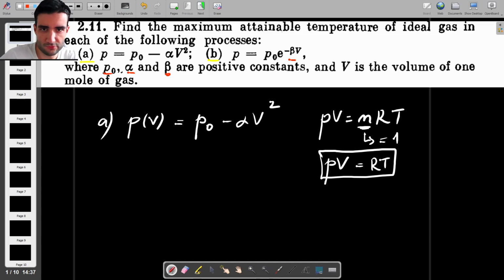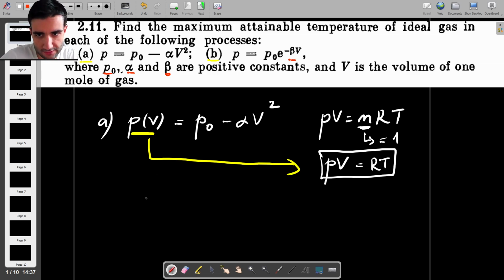Let's try to understand why there is a maximum temperature to begin with, and then we'll try to find when that maximum temperature occurs, and we'll also find what that maximum temperature actually is. What I would do here is take this pressure and put it in the ideal gas law.